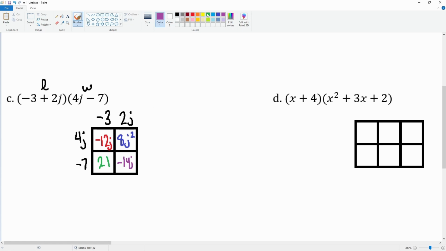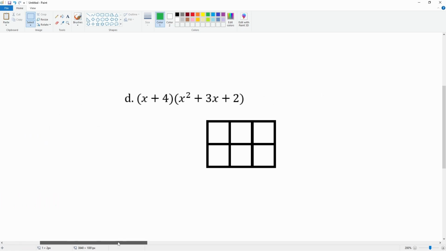Are there any like terms? Oh yeah, look, the j's here. Negative 12j and negative 14j becomes negative 26j. Notice the highest exponent here is 8j squared, and then you have a plus 21 here. Make sure you write it in standard form. That's why 8j squared is first, then negative 26j, then 21. It has to be in standard form.